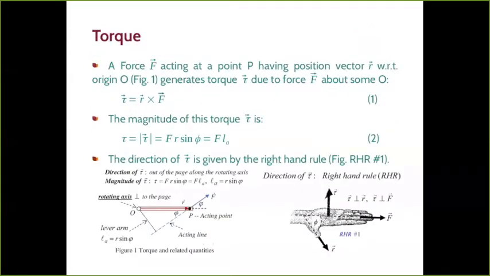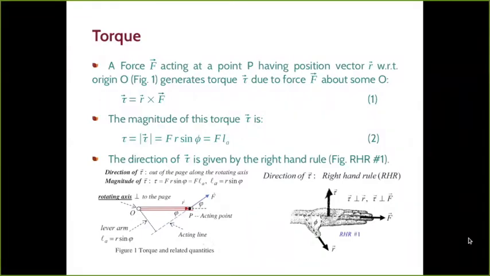So let's first look at torque. If there is a force acting at some point P and having a position vector r with respect to some origin O, it is said to generate a torque, which is called the torque tau due to the force F about the point O. And this torque is given by the resultant vector from the cross product r cross F, as shown in equation number 1. So tau is equal to r cross F.